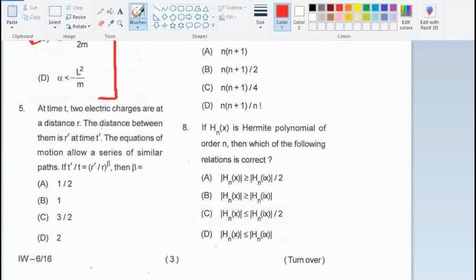Now coming to question number 5. It is given that at a time t, two electric charges are at a distance r. The distance between them is r dash at a time t dash. Okay, the equation of motion allows a series of similar paths if t dash by t equal to r dash by r to the power beta, and here we are asked to find the value of beta. So how can you find? Let's see.